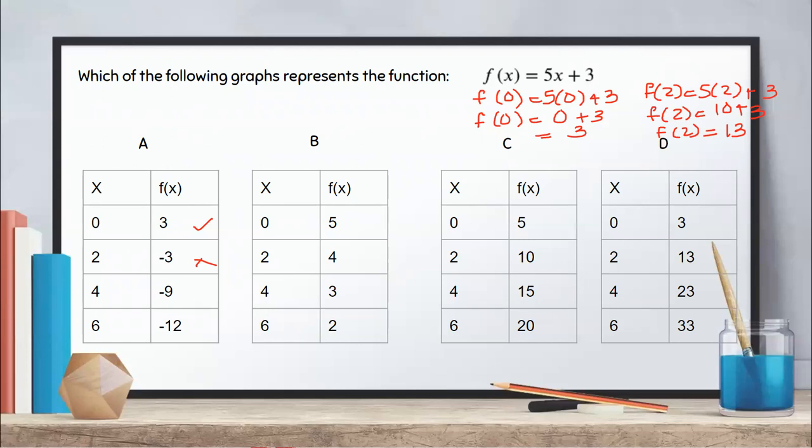I'm going to erase, and this is where I would invite you guys to pause the video and try out the rest on your own. But I'm going to go through them. I'm going to erase this, take a pause.